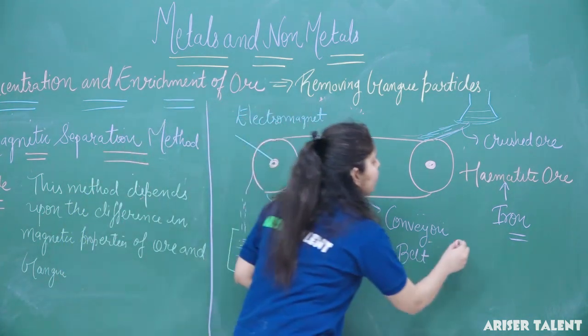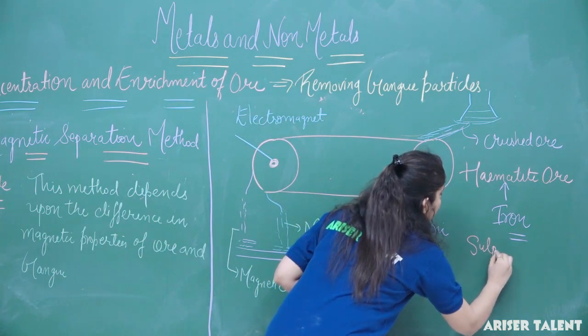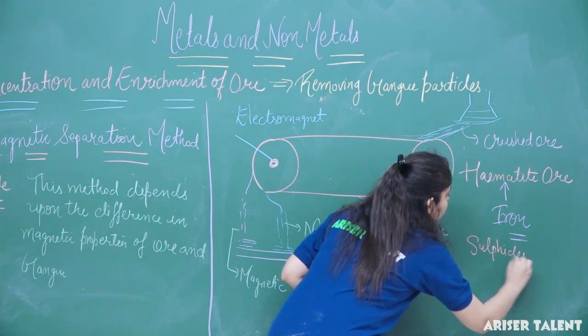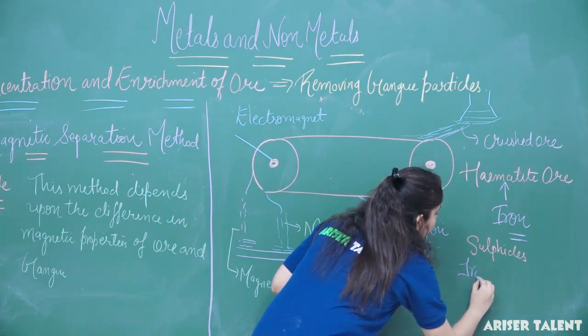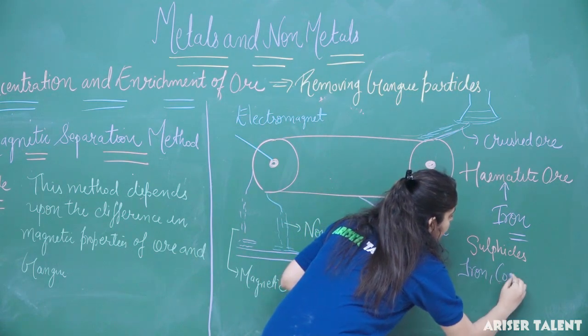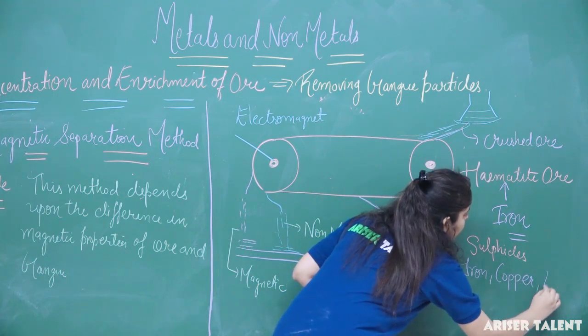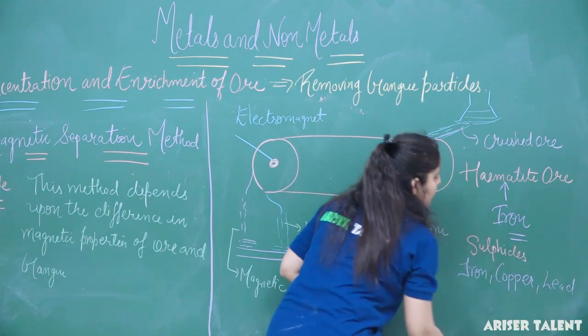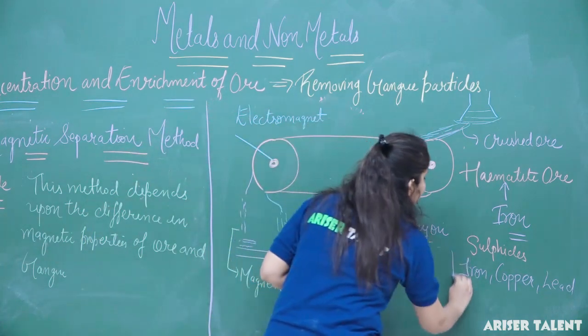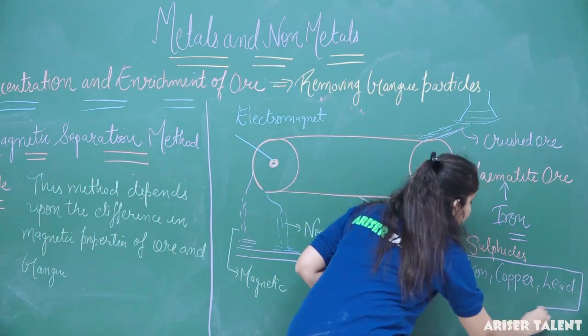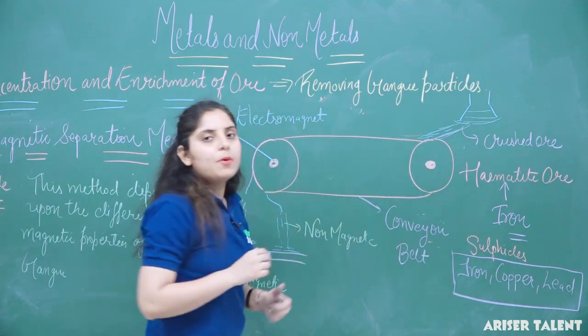So, if we have the sulfides of three metals, that is iron, copper and lead, these three metals can be concentrated with the help of the method. So, this method is very beneficial for this type of system.